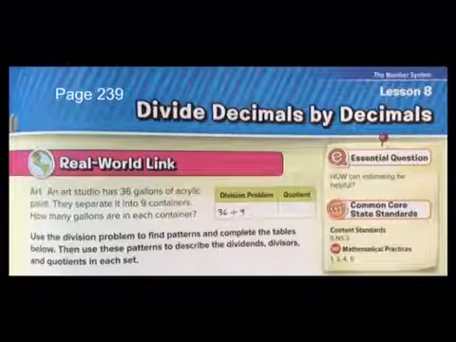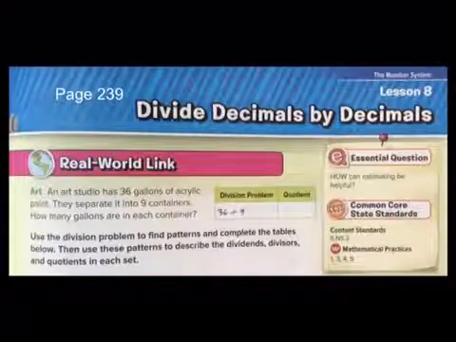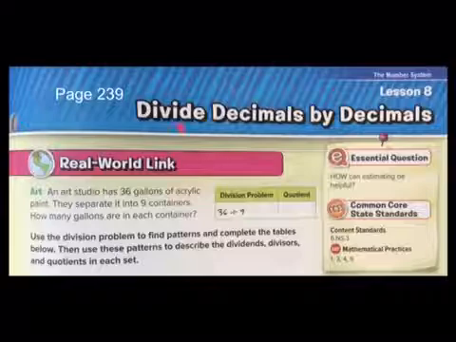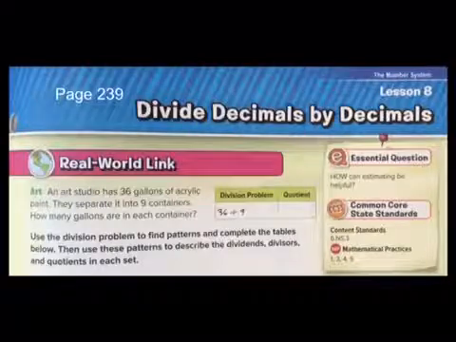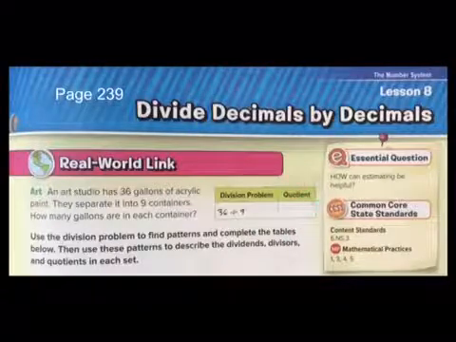Hello everyone and welcome to lesson 3-8 on page 239, divide decimals by decimals. Okay, so let's start with a simple problem here.